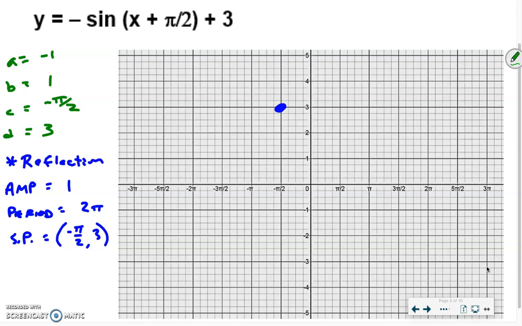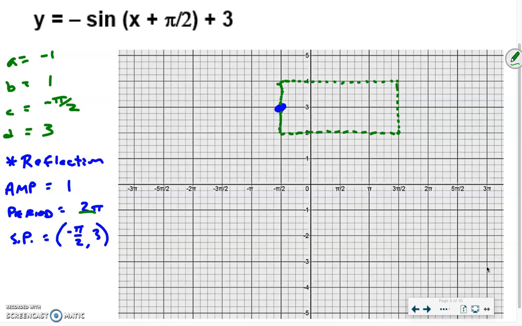So the way that we're going to build the frame is we're going to move from the starting point up the amplitude, which we said was 1, down the amplitude, which is 1. Then we're going to move over to the right 1 period. So we claimed that the period was 2 pi, so I'm going to move over the amount of 2 pi. Now this is my outer frame.